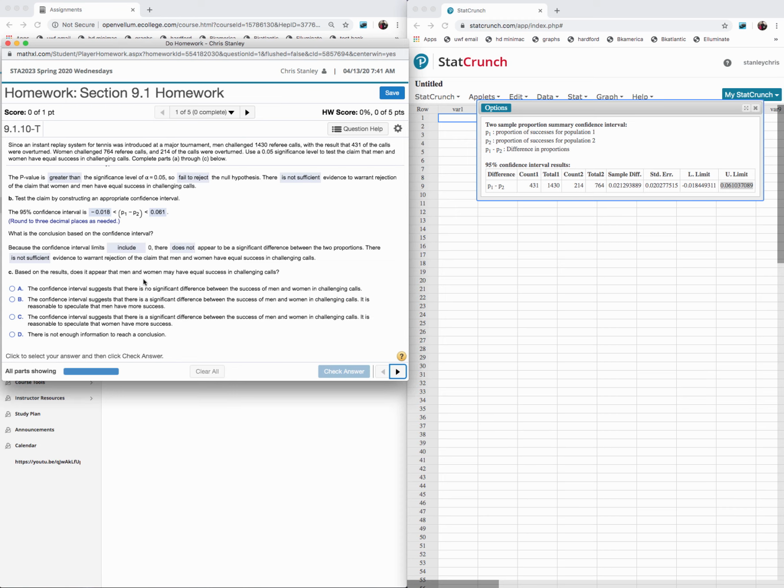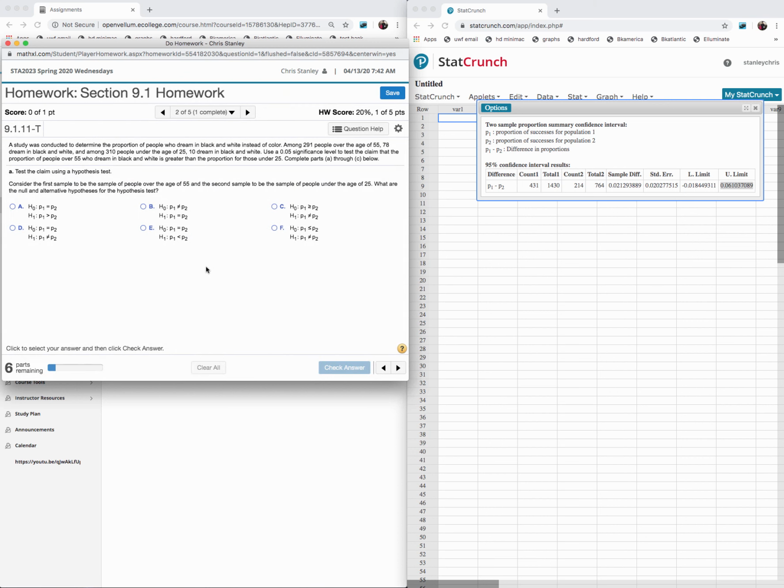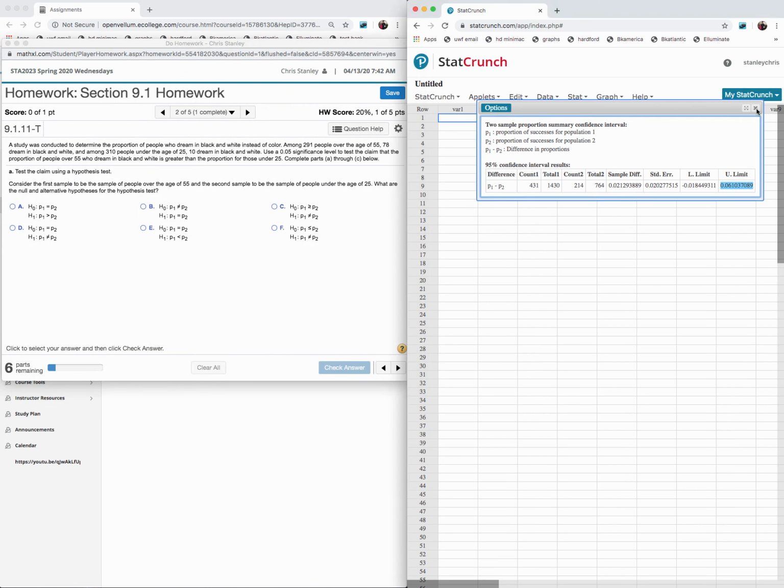Okay, B is definitely not true. The confidence interval does not suggest that there's a difference. And the last one's not true either. Basically, the confidence interval suggests that there's no difference because 0's in there. If 0's in there, we can't say that they're different. Okay, good. So go ahead and pause the video and maybe start over here.